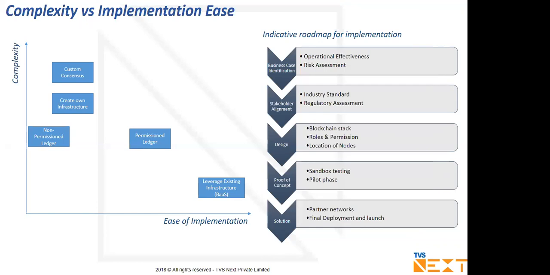And post that, you can begin with a small proof of concept where you can run it with a few pilot test groups, and then you can also finish off your sandbox testing there. And finally, you look at partner networks and the final deployment and launch. So this is just an indicative roadmap of the processes that you can follow before you freeze on the final deployment.